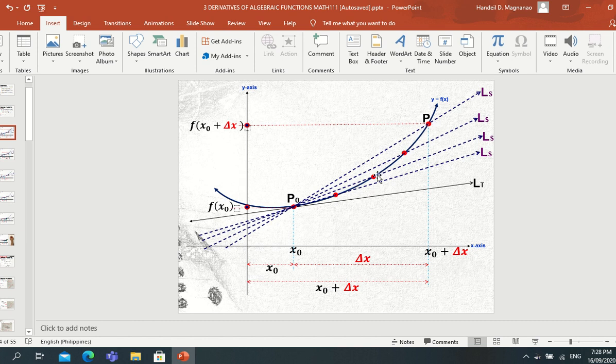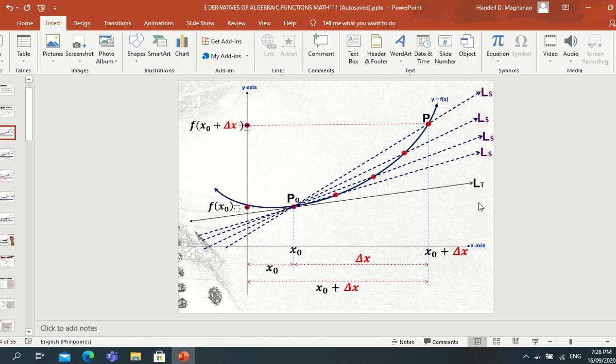And as this point moves closer to P sub 0, we can see that our delta x approaches 0 as well, because x sub 0 is the distance of P sub 0 from the y-axis, right? This is x sub 0. So at this point, our delta x equals 0. So as point P moves along these curves, as P approaches P sub 0, our delta x also approaches 0. And we can see that our secant line moves closer and closer to the tangent line.